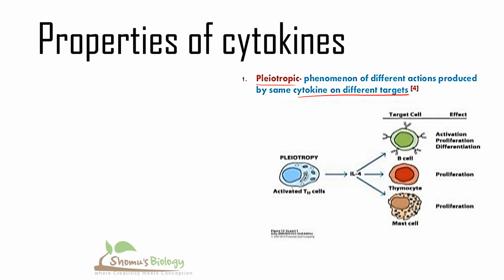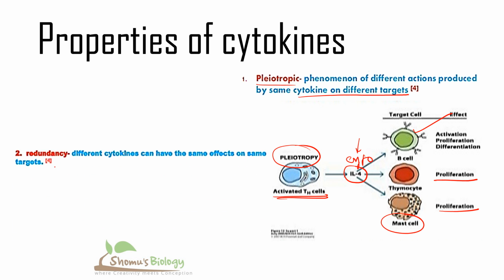So this is pleiotropy. An activated TH cell, T helper cell, releases a cytokine, and the example of that cytokine is interleukin 4, acting on B cell, causing the activation, proliferation and differentiation of the B cell. This interleukin 4 acting on the thymocyte causes the proliferation only. Acting on the mast cell causes the proliferation only. No activation, no differentiation, but only proliferation for thymocyte and mast cell. But when interleukin 4 is acting on the B cell, it also causes activation and differentiation of B cell. So that is the effect known as pleiotropy. One particular single chemical factor signaling different cells to do different jobs.